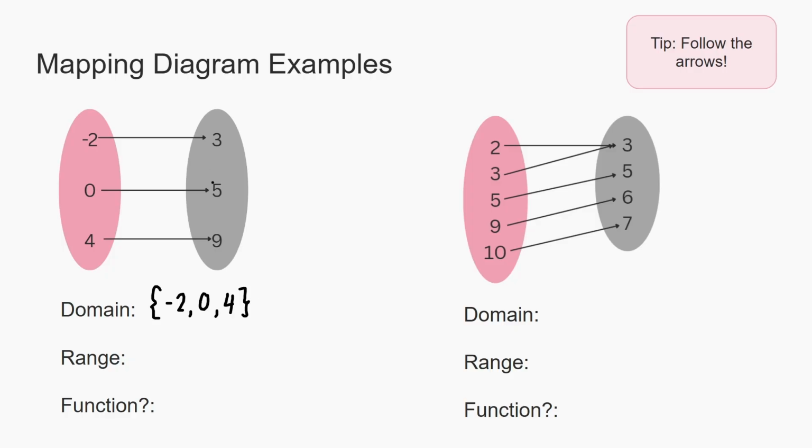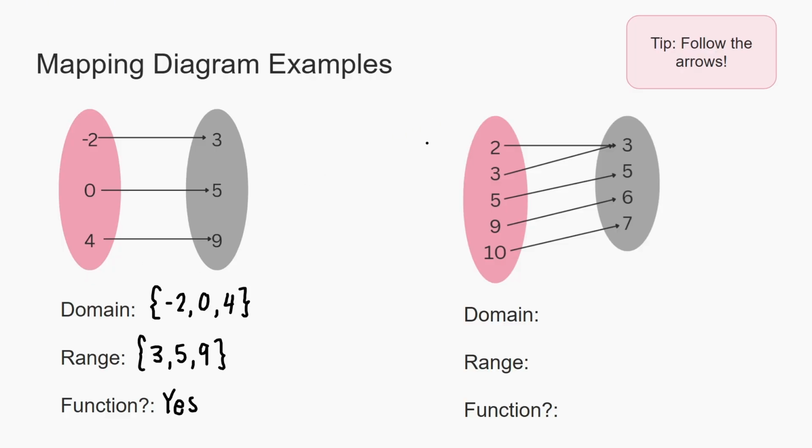For the range, we have 3, 5, and 9. As you can see, all of these have arrows pointing to them, so they're all part of the range. Lastly, is it a function? Yes, it is a function, because there's no repeated inputs. -2 is always mapping to 3, 0 is always mapping to 5, and 4 is always mapping to 9.